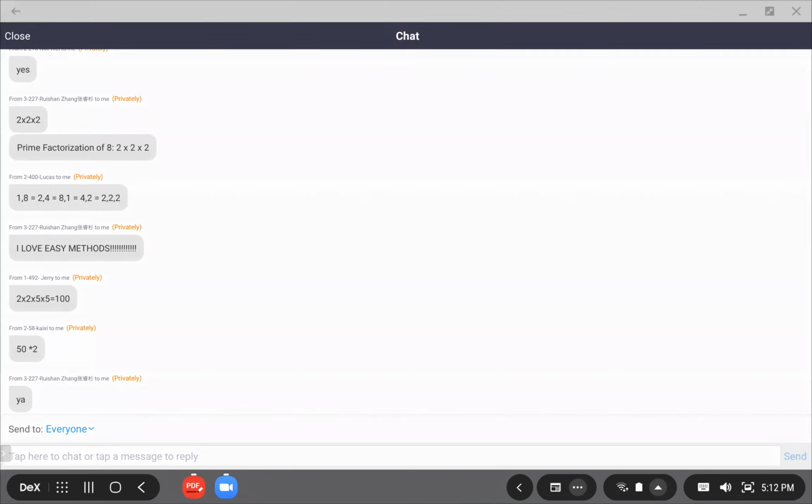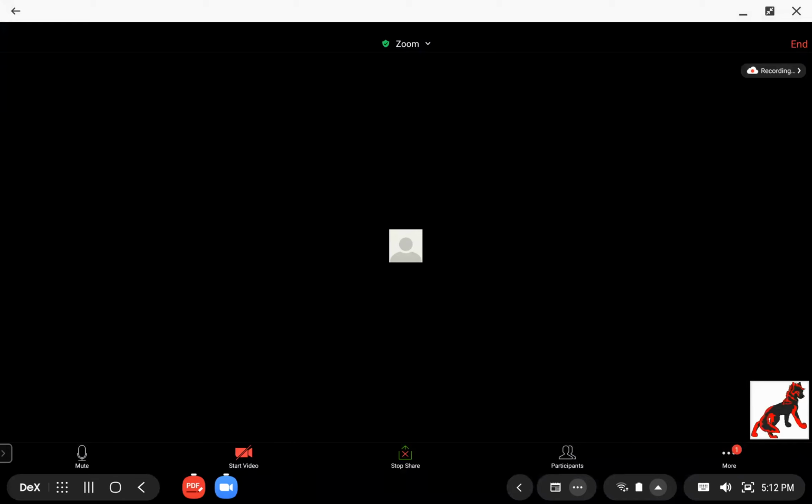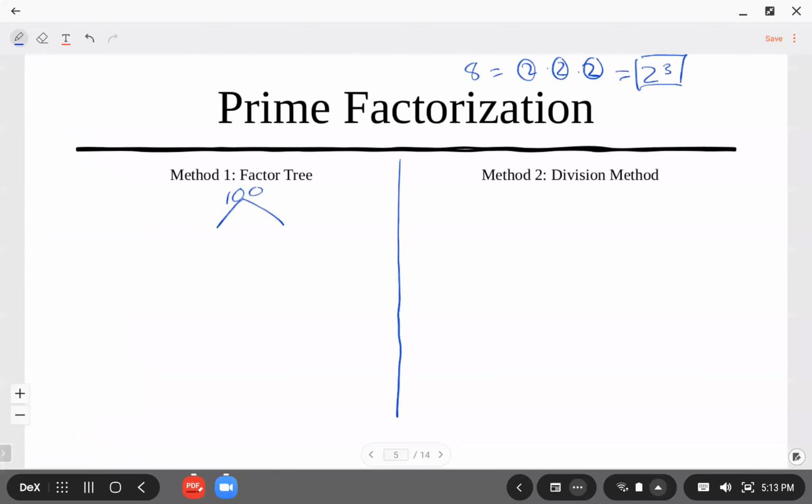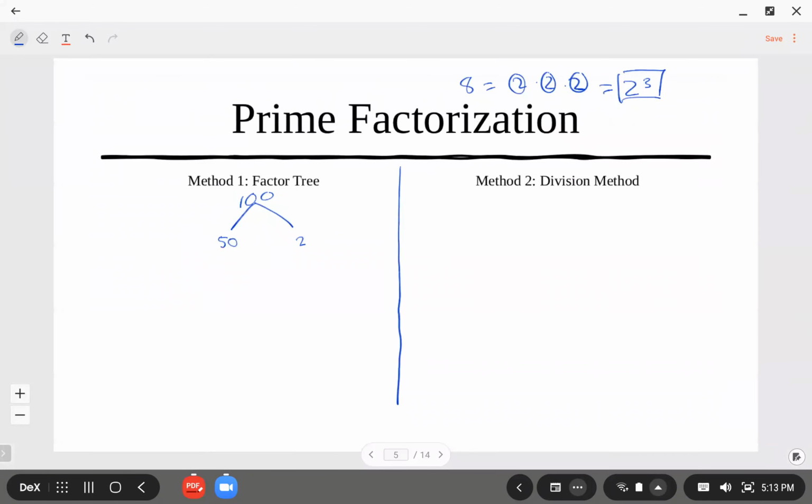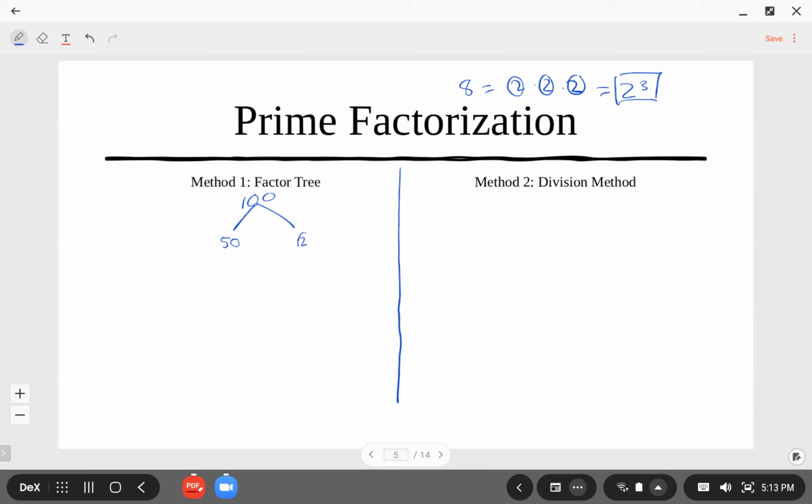So someone said 50 times 2, right? 50 and 2 are two factors of 100. So what we need to do is put 50 on one side and 2 on the other. And 2, we have a prime number, right? 2 is a prime number. So we circle that and we don't go any farther from that because that is already a prime number. We don't need to mess with it anymore.